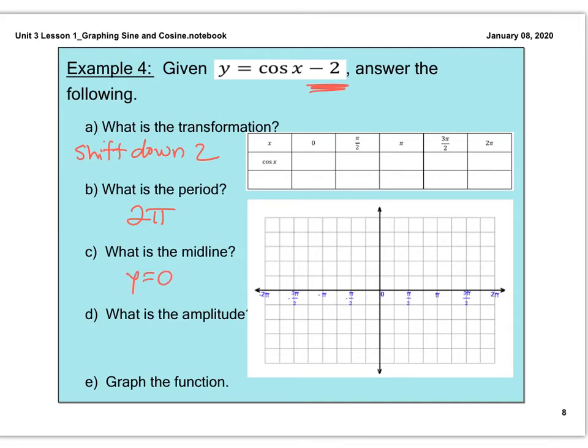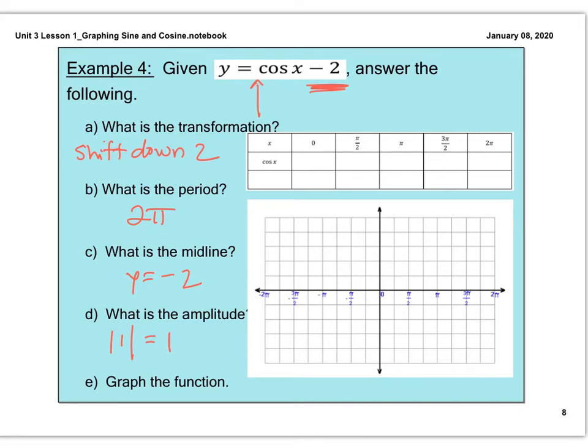Oh, excuse me. No, it is not. The midline, we just said, is going to shift down 2. So our new midline is going to be at y equals -2. The amplitude, there's no number here in front of cosine. And so the amplitude is like the absolute value of 1. If nothing's there, it's like a 1 there. So that's still going to be 1.